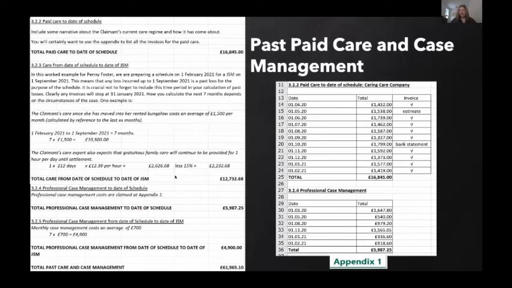And if you forget to claim them, you would be depriving Penny of 7 months of compensation, which she needs to meet the costs of her care. How you claim them depends on Penny's circumstances. If Penny's care arrangements are established and the care expert thinks that they will continue as they are until after the case is settled, one option is to take the average monthly cost of her current care regime and multiply it by 7. And you'll see that that is how I have claimed it in the example.